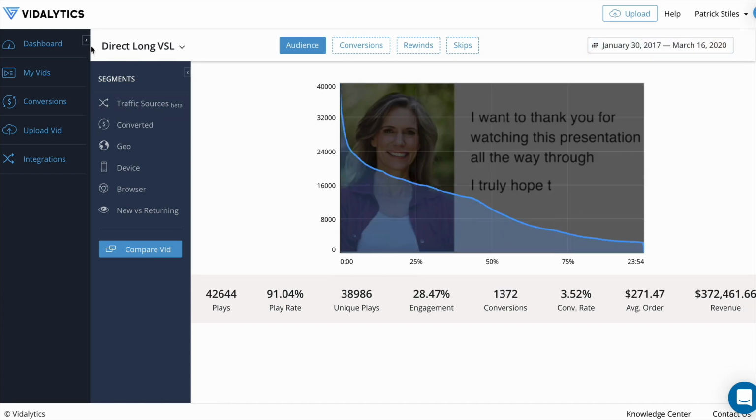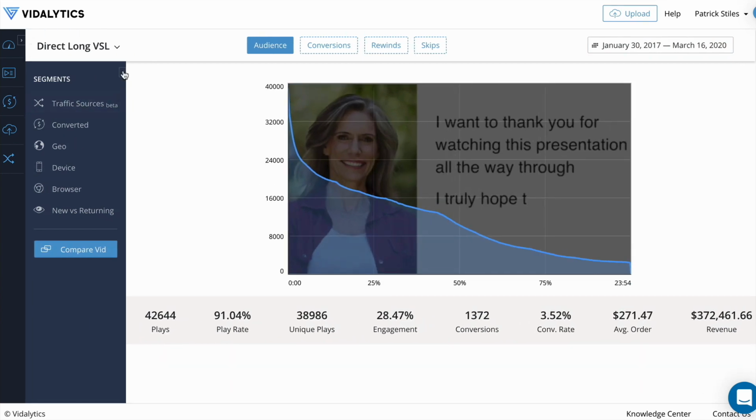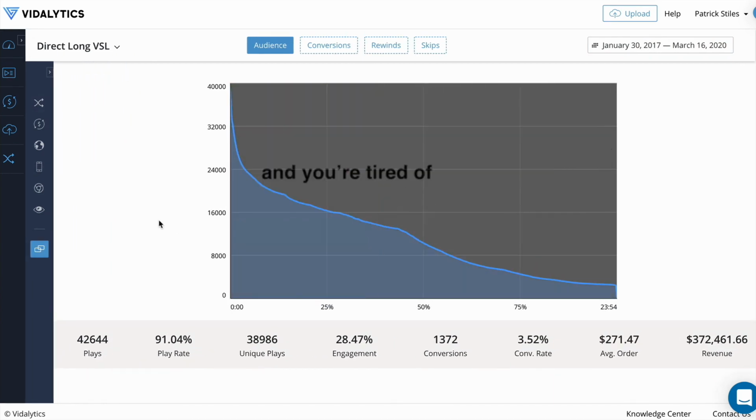And while that's queuing up, I'm also going to make my screen have more real estate here by collapsing down my menus on the left so that this graph gets bigger and bigger so that we can really see what's going on inside of it.